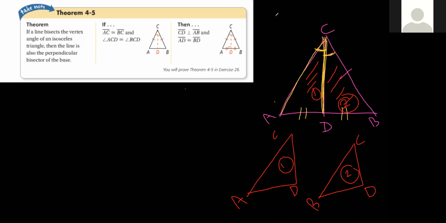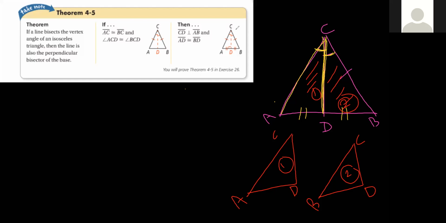Now, look at now. Miss, I didn't understand how you proved that CD is perpendicular to AB. I didn't prove it. I just told you about AD and BD, that they are congruent.